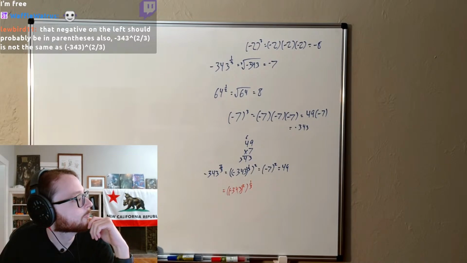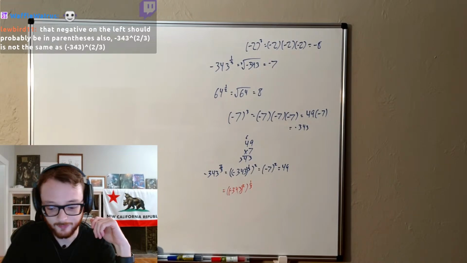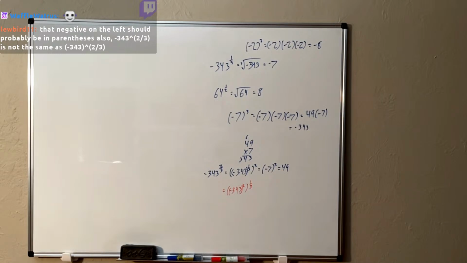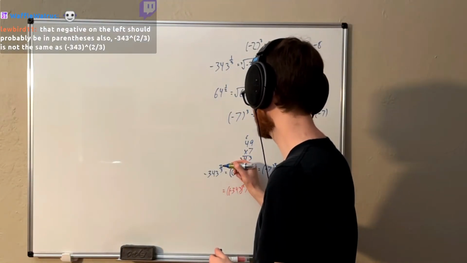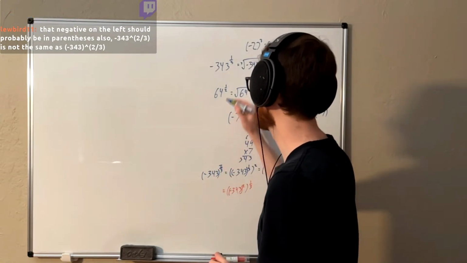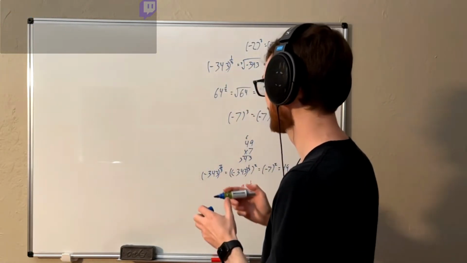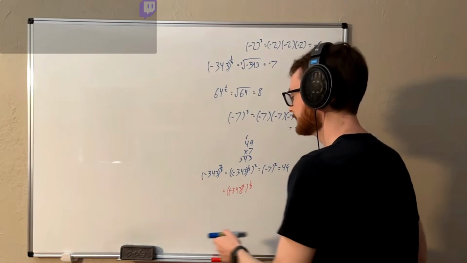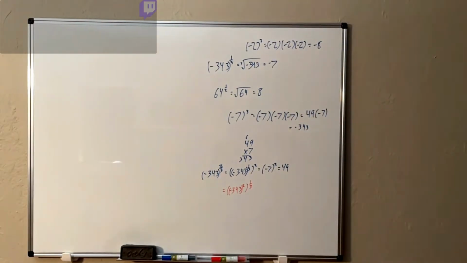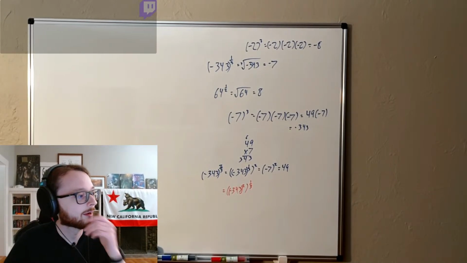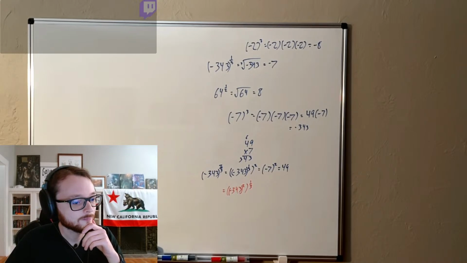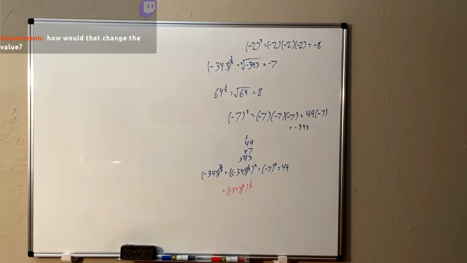Yeah, you're right, Bluebird. It's more proper to include the negative inside the parentheses, because it does change the value of the problem. Actually, in the first one it doesn't matter, but in the 2/3 one it does matter, as Bluebird points out. How would that change the value? That's a good question.